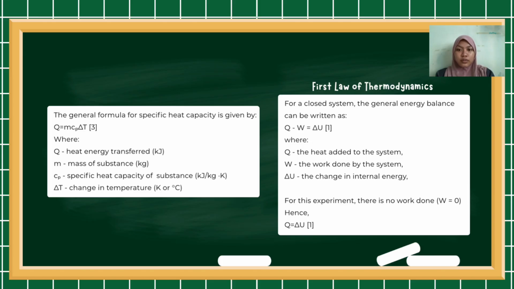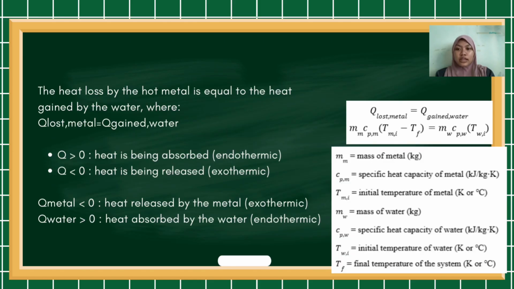For the first law of thermodynamics, for a closed system, the general energy balance can be written as Q minus W equal to delta U, where Q is the heat added to the system, W is the work done by the system, and delta U is the change in internal energy. For this experiment, there is no work done, W equal to 0, hence Q equal to delta U. The heat lost by the hot metal is equal to the heat gained by the water, where Q lost metal equals Q gain water.